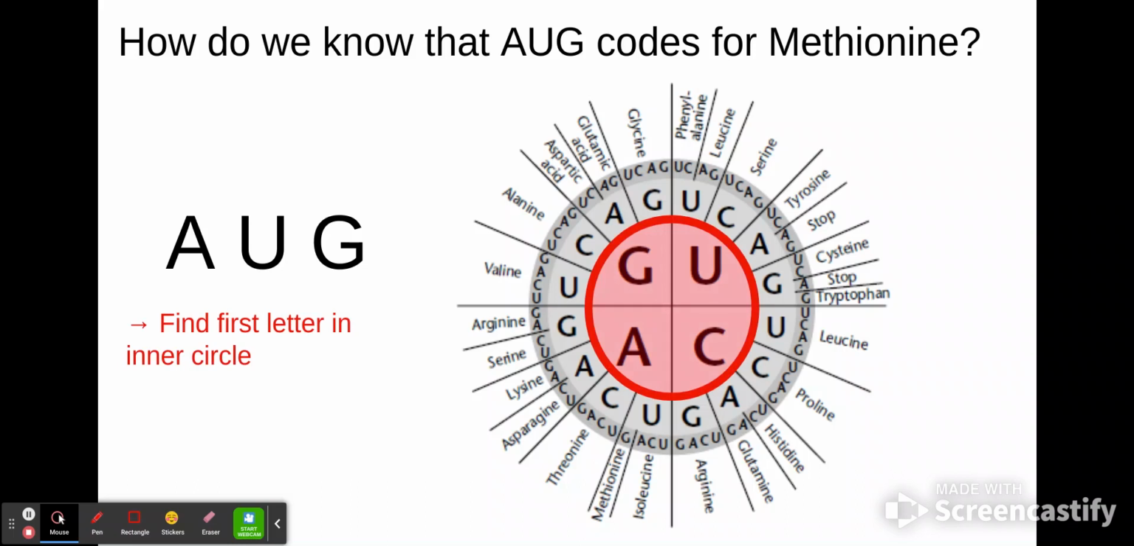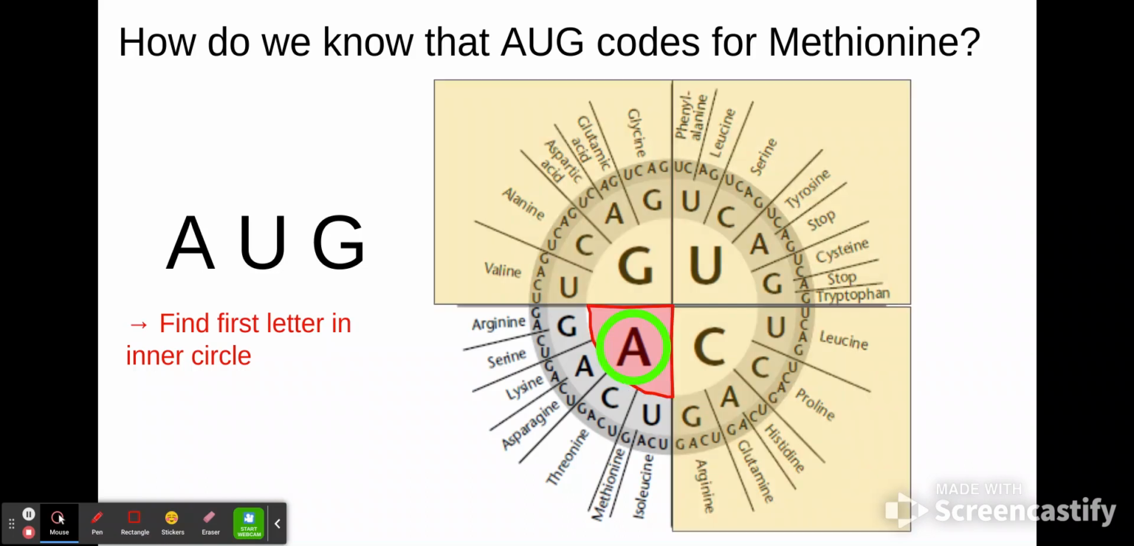The first thing we have to do is find the first letter in the inner circle. What is the first letter? A. Okay, so I have to find A. So once I find A, notice how A is only 1/4 of the chart. There are 2 lines there that delineate where A is. We're going to block off all of the rest of the chart. We're not going to look there. Then I'm going to find my second letter in the second circle. What's my second letter? U.